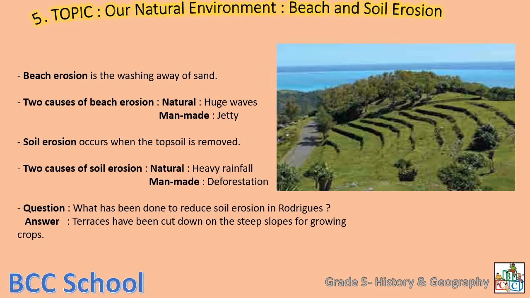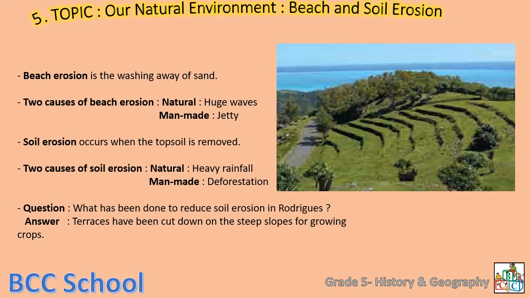Topic 5. Our natural environment. Beach and soil erosion. Beach erosion is the washing away of sand. Two causes of beach erosion. The natural cause is huge waves. The man-made cause is jetty.